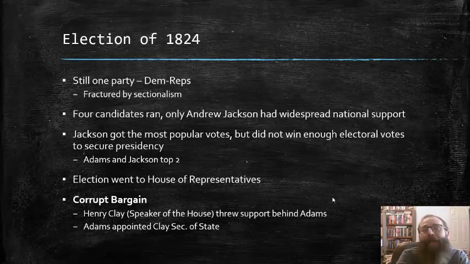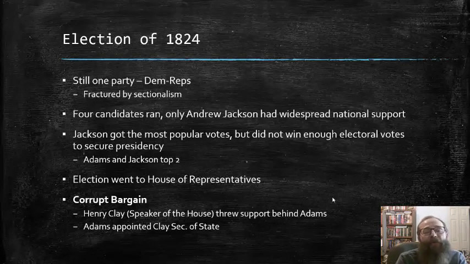Four candidates ran in this election, but only one, Andrew Jackson, thanks to his military victories, particularly in the Battle of New Orleans at the end of the War of 1812, had widespread national support. Jackson got the most popular votes, but he did not win enough electoral votes to secure the presidency. John Quincy Adams and Jackson were the top two in the running in the election at that time.